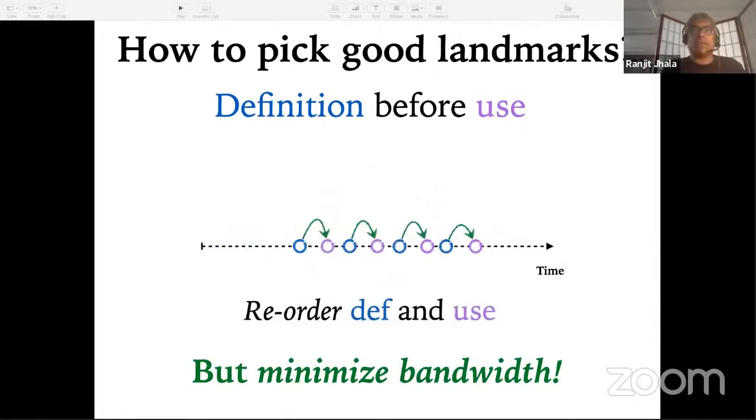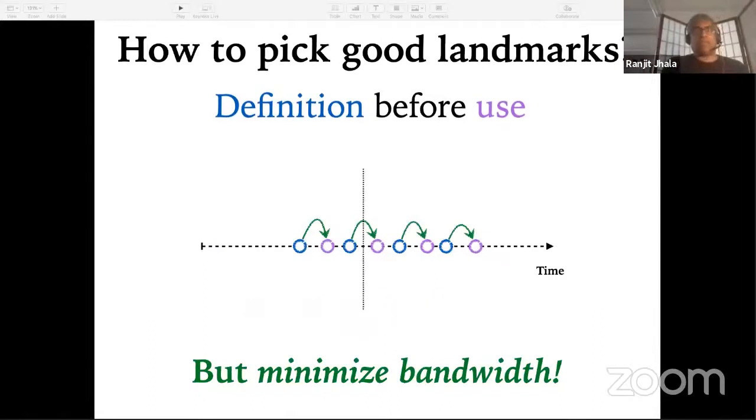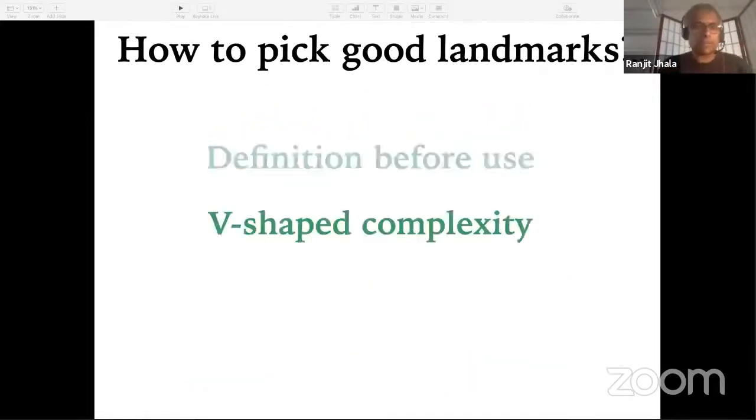Instead, what you want to do is reorder the definitions and the uses so that at each point, the bandwidth is super small. I just have to remember one thing. Okay, so these are some of the constraints that you want to follow. The second constraint that you want to bear in mind, okay, as you design your landmarks, is what I think of as a V-shaped complexity.